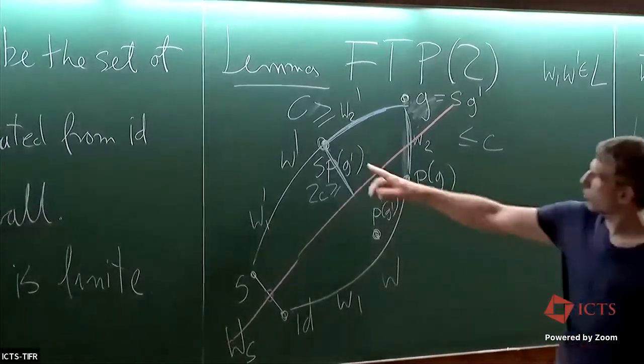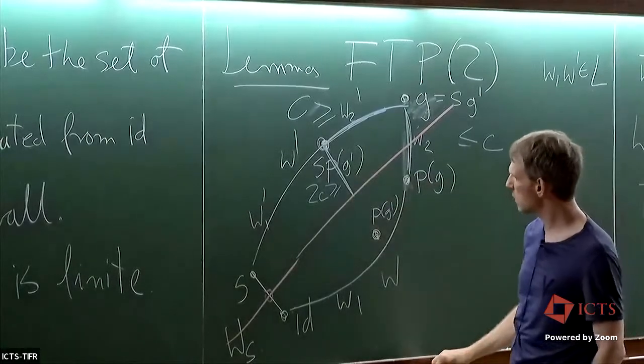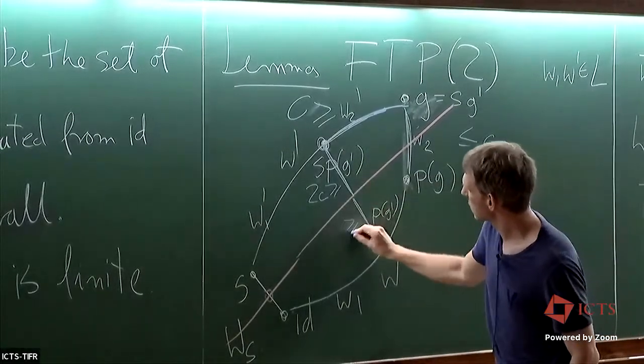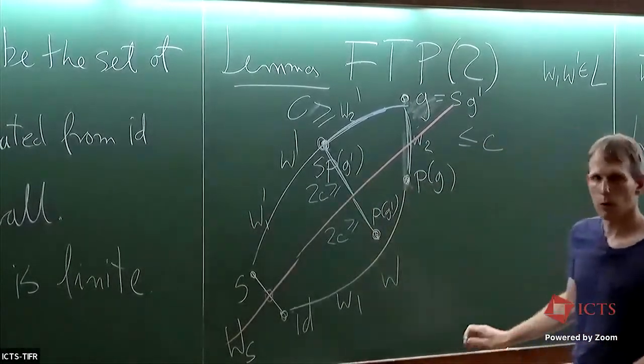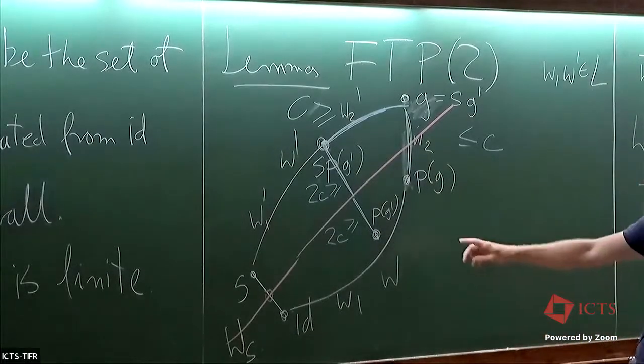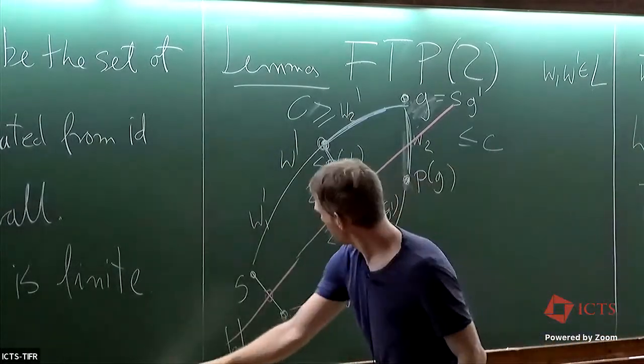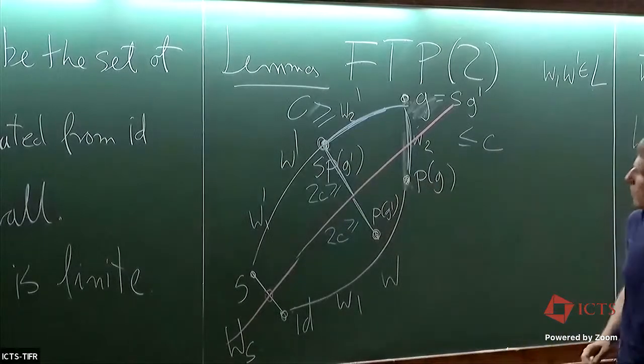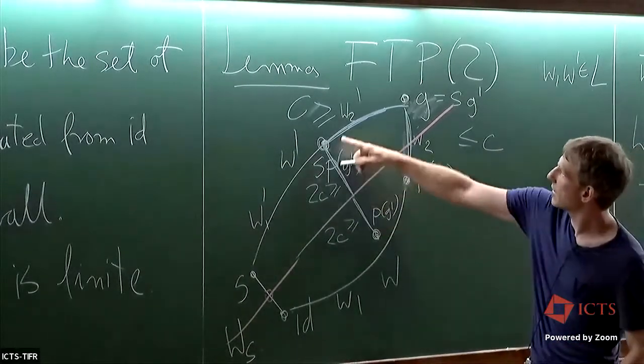And since this point was a distance at most 2c from the wall, this point is also a distance at most 2c from the wall. So all in all, when we look at P of G prime and P of G, they differ at most by 6c.